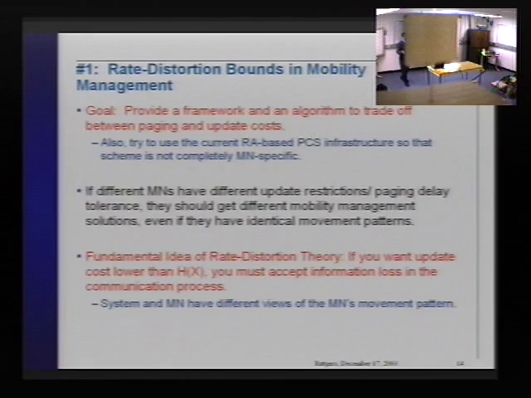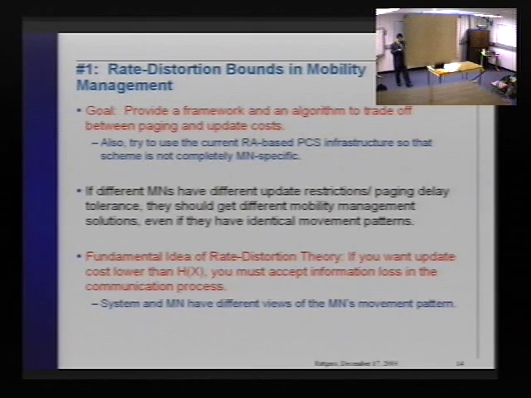The first, and this is where I get into work that I've been doing, let me give you how you can trade off between paging and location update cost in a sort of asymptotically optimal manner. So the goal is to provide a framework and an algorithm that trades off between paging and update cost.